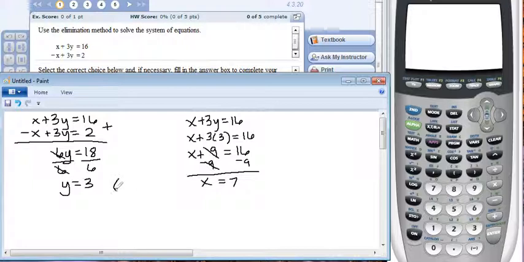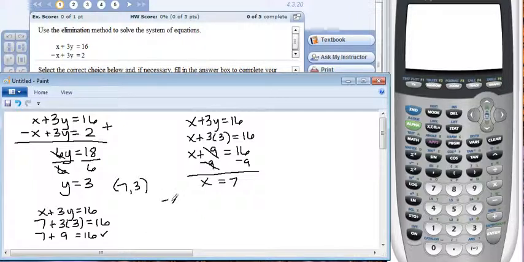We can put them in as an ordered pair. Sometimes we like to do that. We always put the x first, then the y. Okay? Now what we need to do is check to see if we've got these right. So we're going to take the first equation and see if that makes a true statement. Okay, x here is 7. Y is 3. So 7 plus 9 is 16. Is that a true statement? Yes, it is. This side is 16, this side is 16. True. Okay? Try the other one.